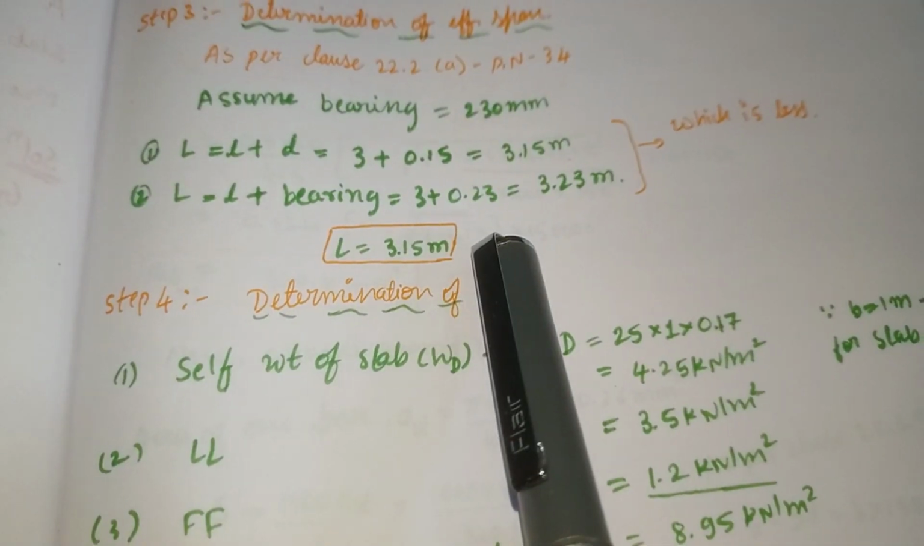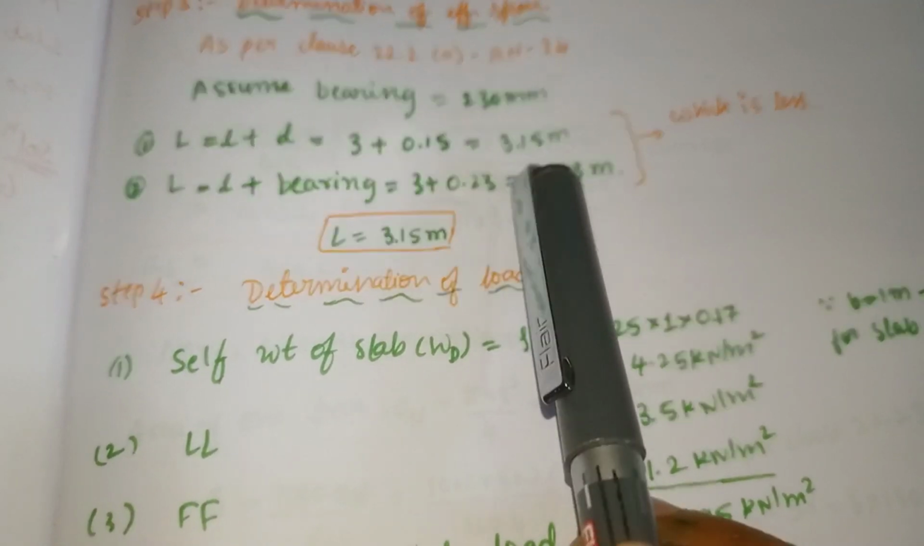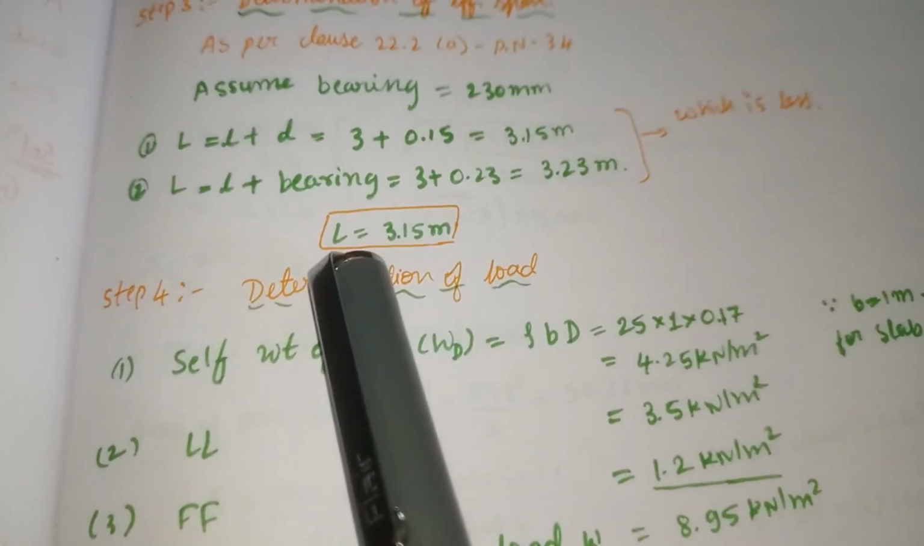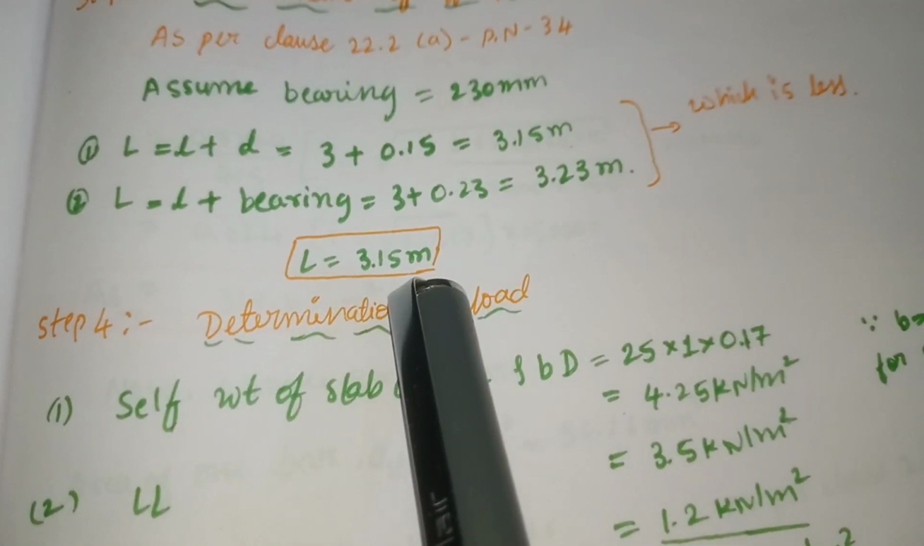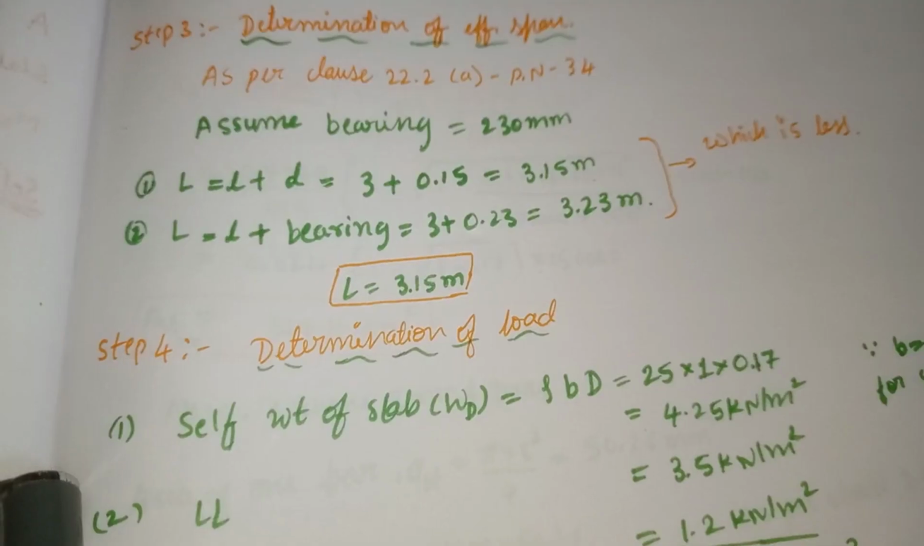And they have clearly mentioned in the clause that the L value should be the least of these two. Which is least? 3.15 meter is least. So I am taking the L value as 3.15 meter. This is how we calculate the effective span.